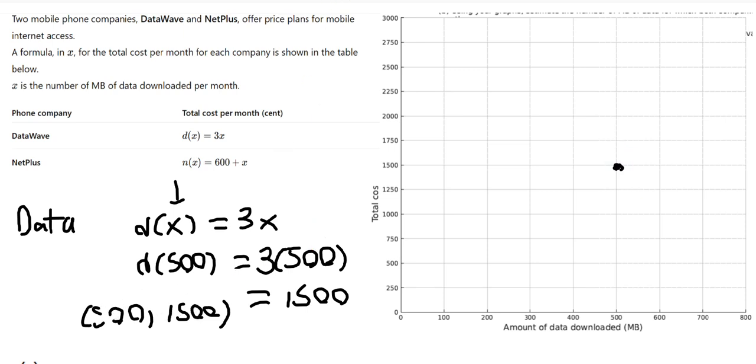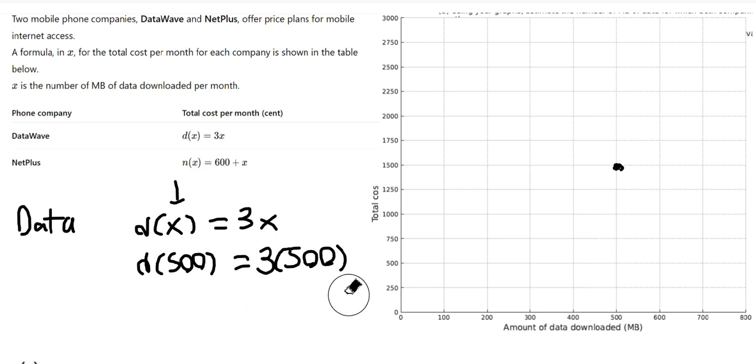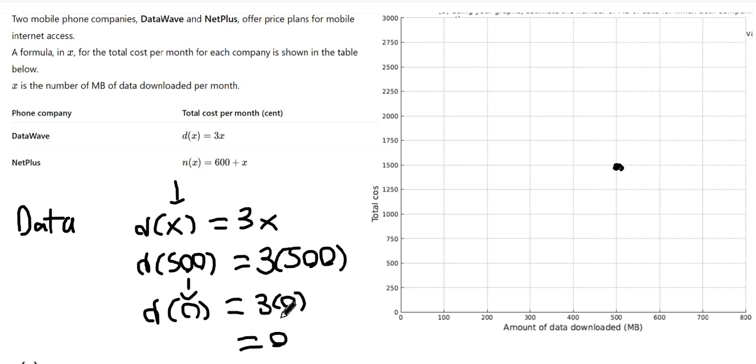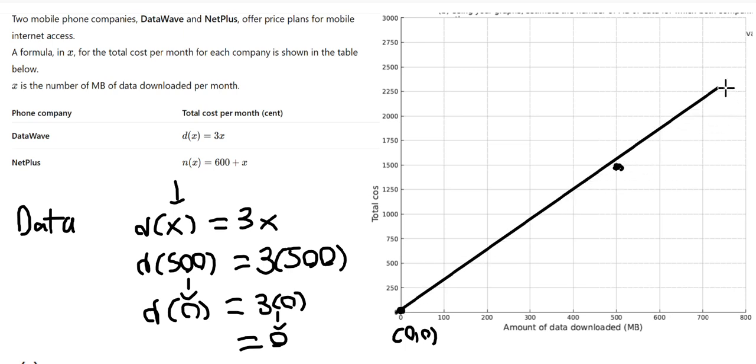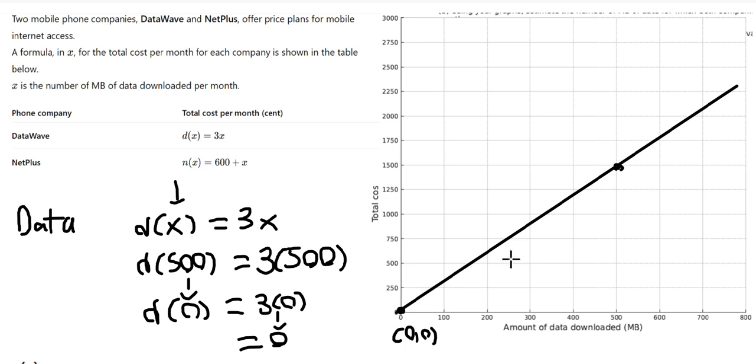All we need is 2 points on your graph, and you can draw the line for this. Another one you could do is an input of 0, so x equals 0, and 3 times 0 is 0. So your input is 0, your output is 0, and that's this point here, (0, 0). And you have your line for your function.